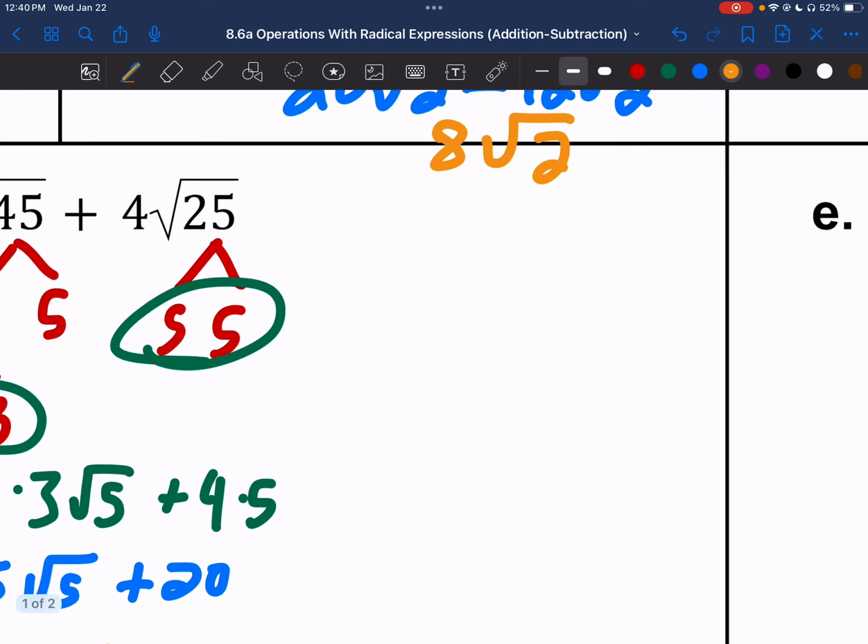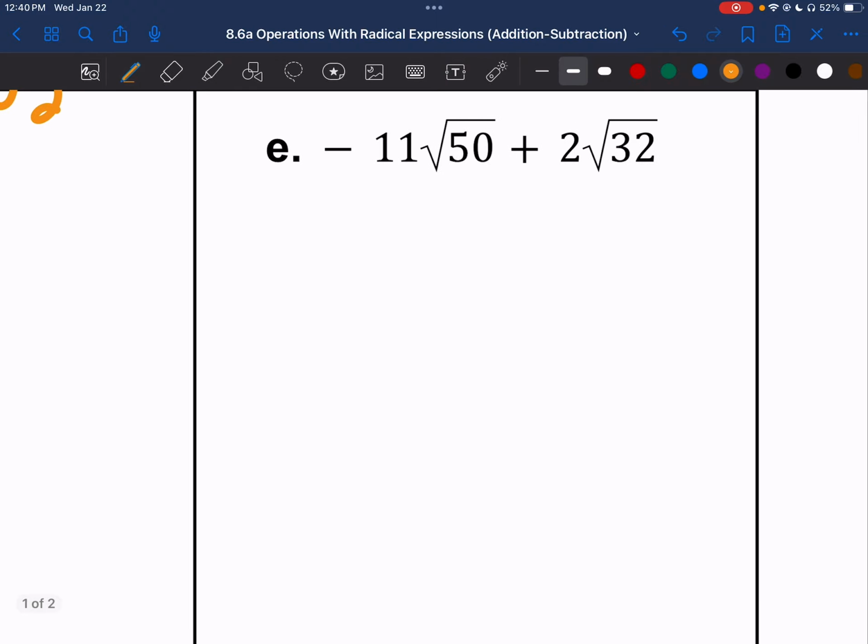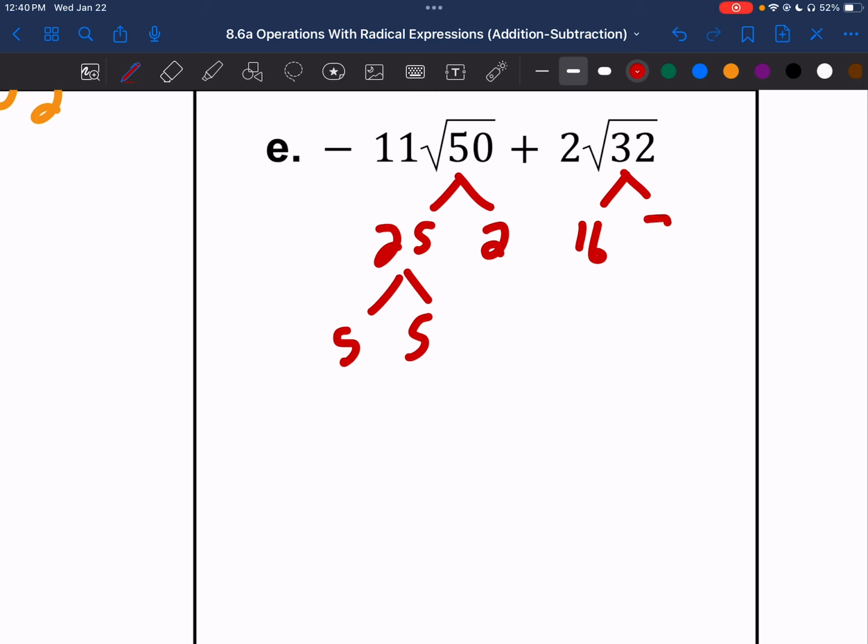All right. Next up is letter E. So we've got negative 11 root 50 plus 2 root 32. 50 breaks down into 25 and 2, and 25 is 5 and 5. 32 breaks down into 16 and 2, which is 4 and 4.